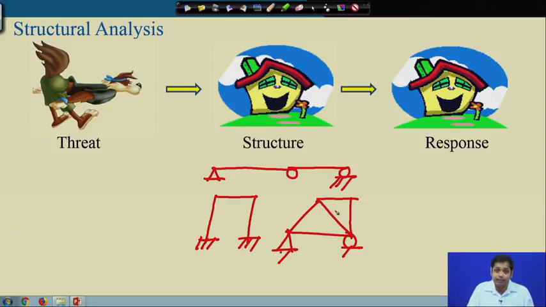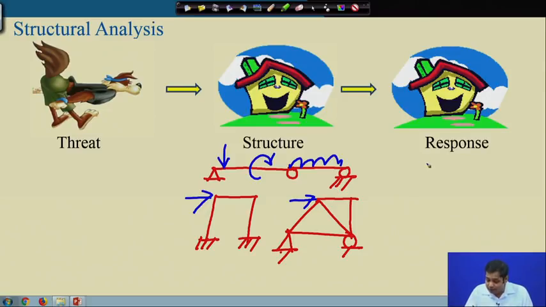Now if these structures are subjected to a threat, again, as I say, there are different kinds of threat, but at the end of the day, you can see that threat can be idealized as some concentrated load. For instance, these structures could be subjected to uniformly distributed load or concentrated load, or you can have a concentrated moment. You can have different kinds of load. Say these are different kinds of threats.